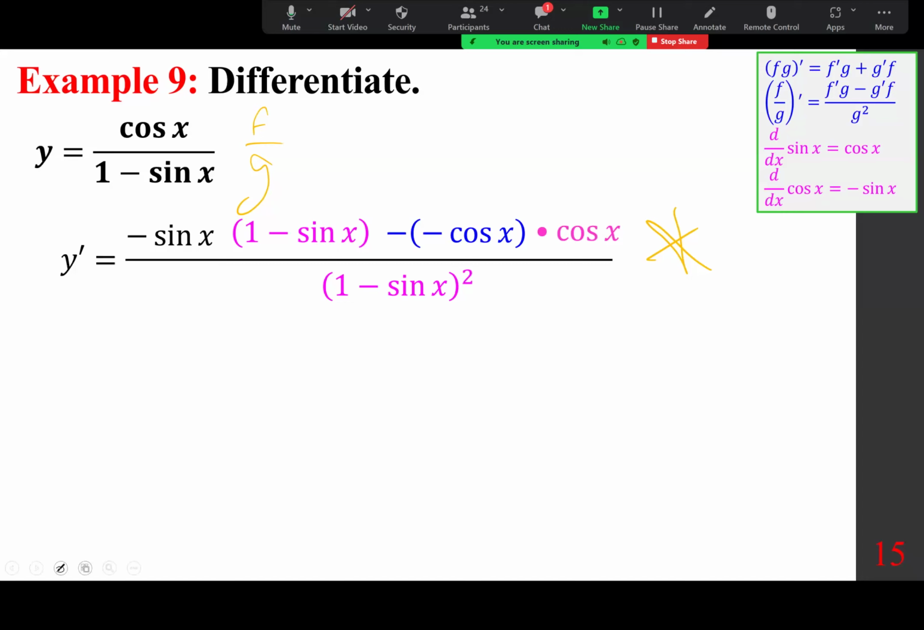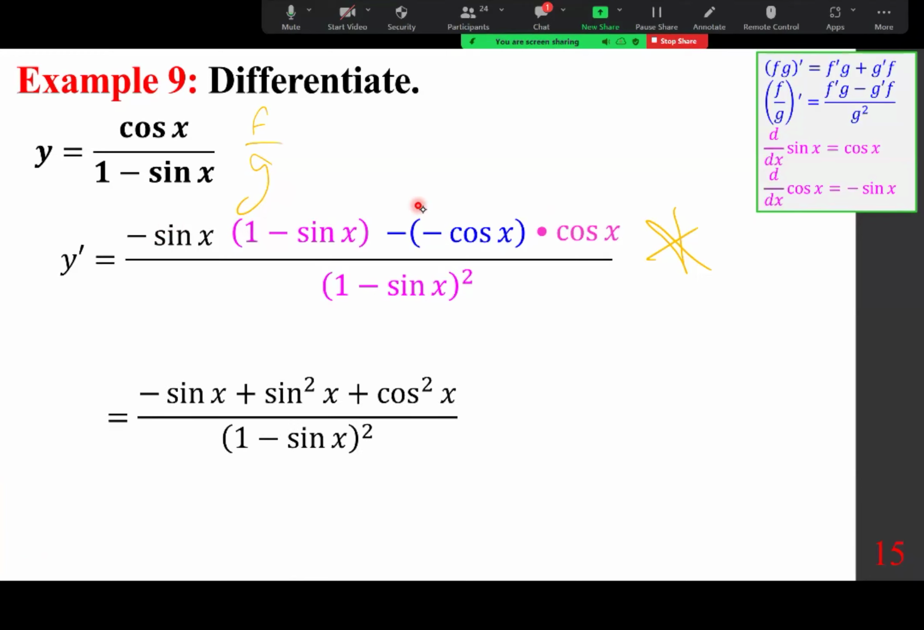So to do so, this gives us negative sine x. This gives you positive sine squared. This gives you positive cosine squared. And you just repeat the bottom. There's nothing you have to do. So what you have is that you can put these two together as 1.